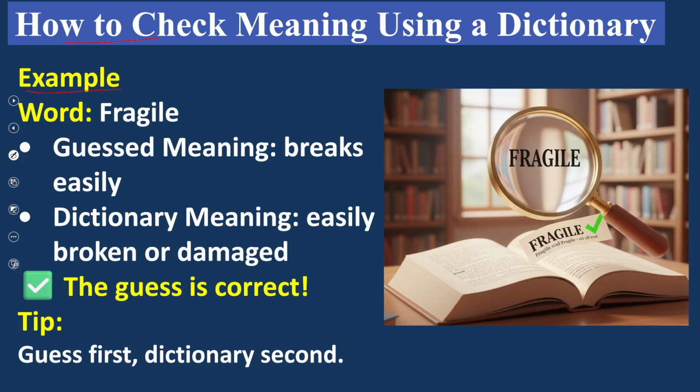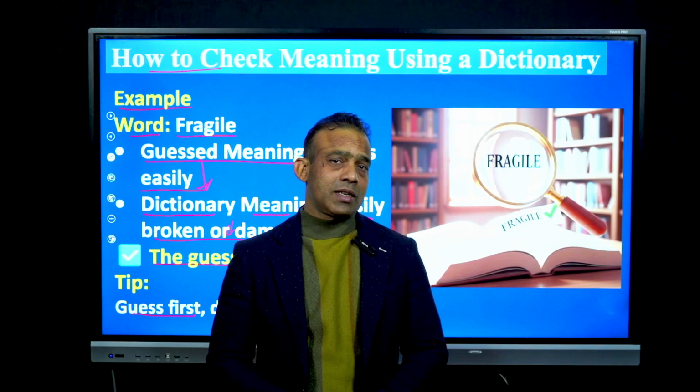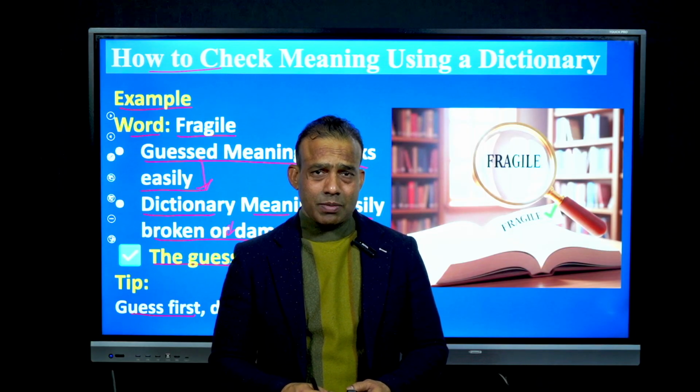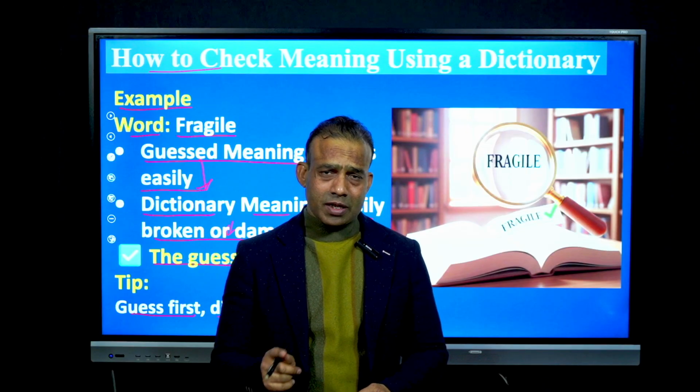Now look at an example. With the help of an example, we are applying this dictionary method. The word is fragile. Guessed meaning: breaks easily. Dictionary meaning: easily broken or damaged. It means your guessed meaning and the dictionary meaning are almost the same. So it is correct. The guess is correct. Tip: guess first, dictionary second. In this way we can compare our guessed meaning and confirm it by the use of a dictionary.